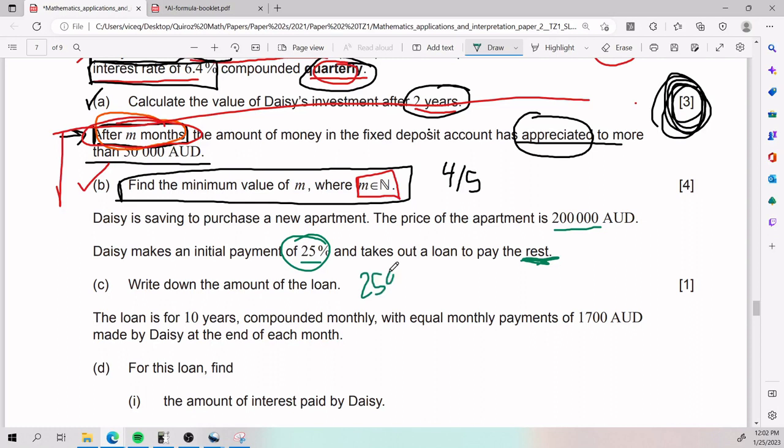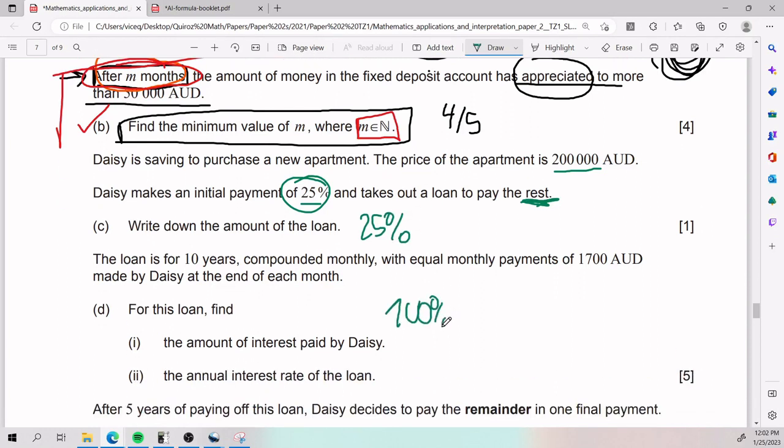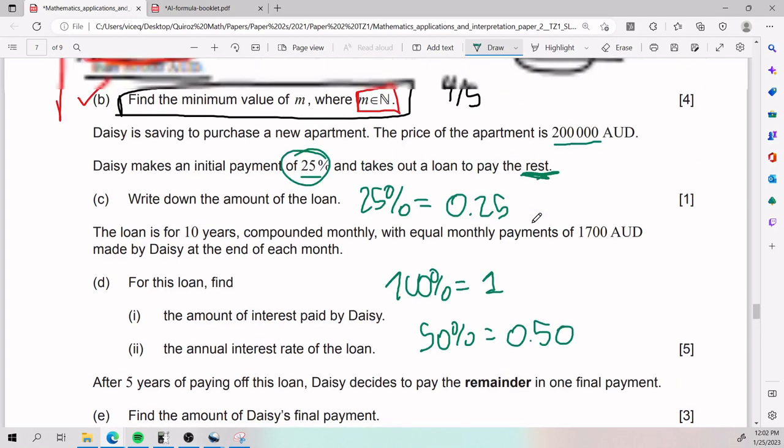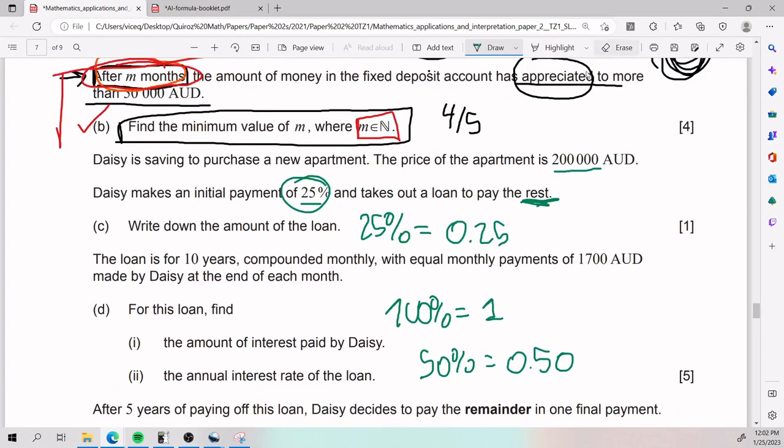Quick percentage class. See? So percents, for example, 100%, if you write it as a number or a decimal, it's going to be 1. Okay? That means that 50% is equal to 0.50. Interesting. So 25% is going to be 0.25. Cool. Why is this helpful? It's helpful because now we can take that 0.25, multiply it by 200,000, and find out what is 25% of 200,000. You put this into your calculator, you're going to find that it's 50,000.